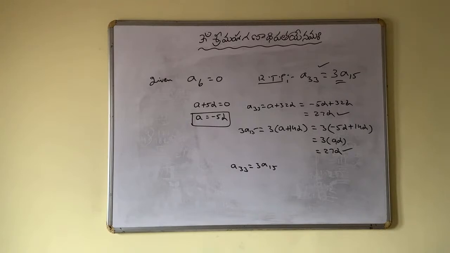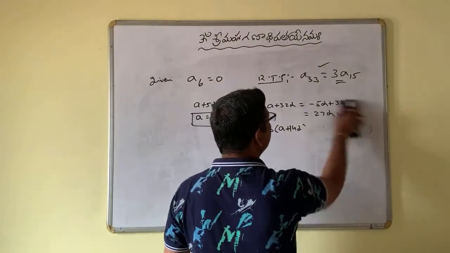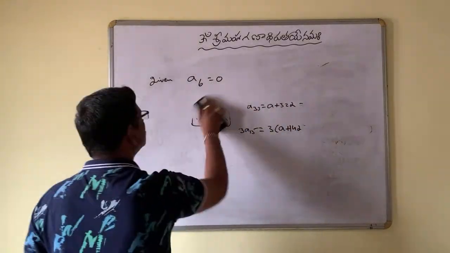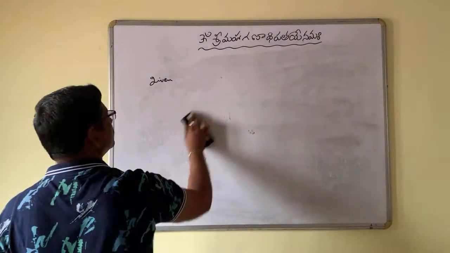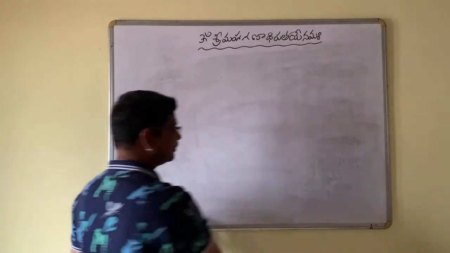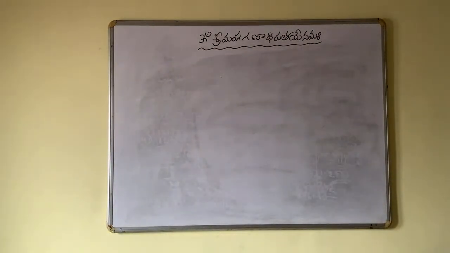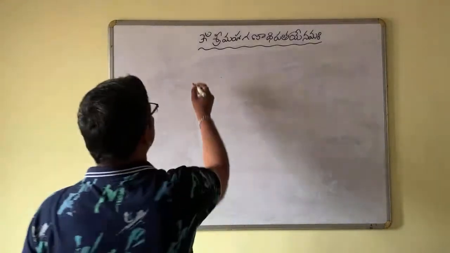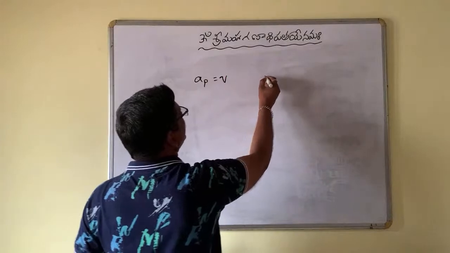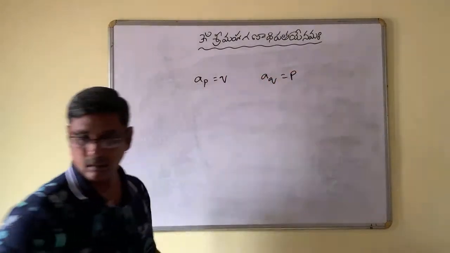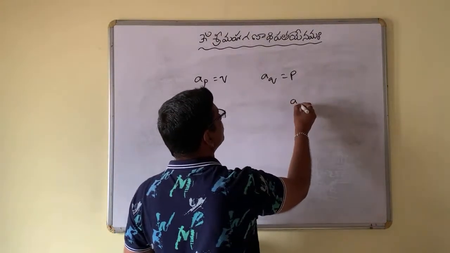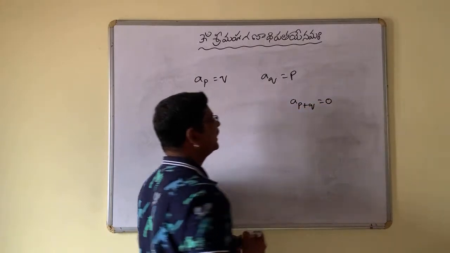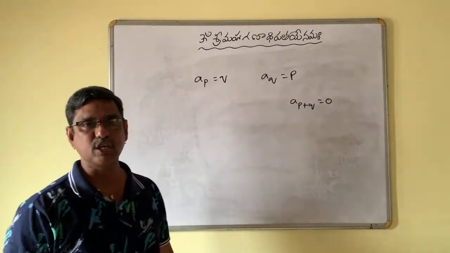Okay. Can I move to the next one? Next question. The Pth term of an AP is Q and the Qth term is P. Prove that the (P plus Q)th term is 0. We need to prove this.